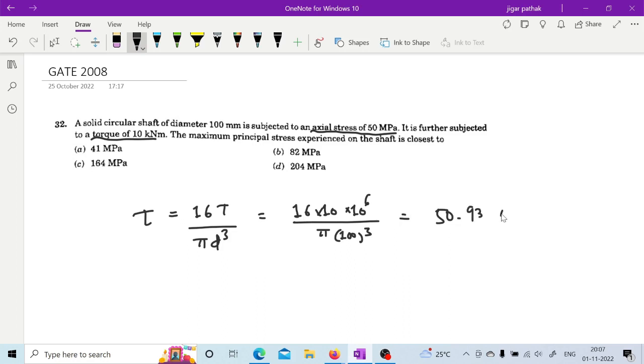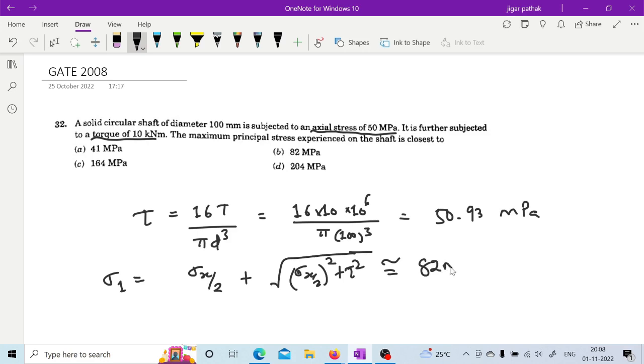93 Newton per millimeter square. Okay, so this is 50.93 megapascal. Once you have the tau, then you can calculate this maximum principal stress from sigma x plus sigma y by 2, but here we are only having that sigma x. So sigma x by 2 plus the square root of sigma x by 2 square plus tau square. So from this it is coming around 82 megapascal. Okay, all of you are getting the same?